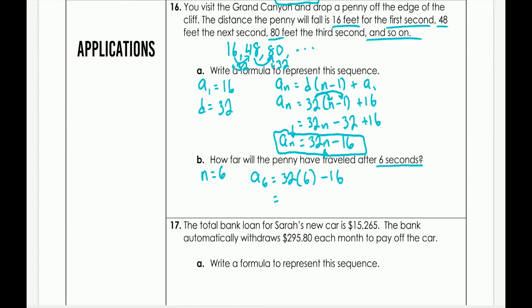So 32 times 6, that's going to give me 192. And 192 minus 16 is going to give me 176. And for this problem, I want you to make sure that you include units. So what is this 176? Well, in this case, it would be feet. And that's going to be our answer. Okay? Now, let's move on to number 17.